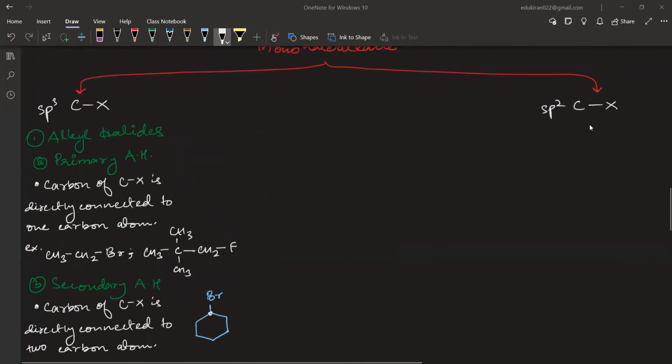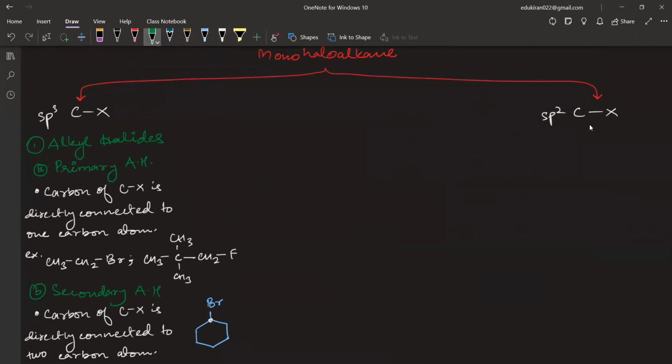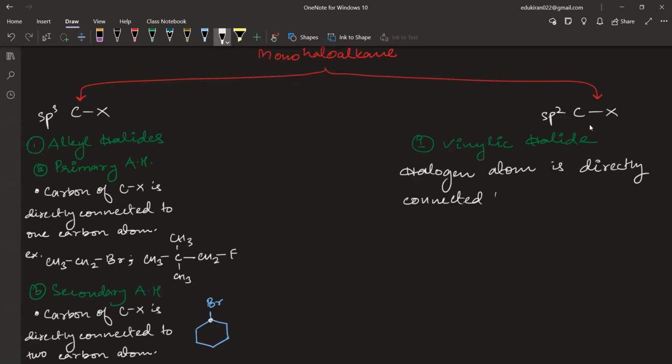Now, for the sp2 carbon that is connected to a halogen, we have the first classification, which is vinylic halide. Okay, vinylic halide. Now, in this, it's very easy. The halogen atom is directly connected to carbon double bond carbon. For example, X connected to CH double bond CH2. The important point to look at here is that there will be electron pairs like this on the halogen atom, and this can take part in resonance, and you will get a resonating structure like this.